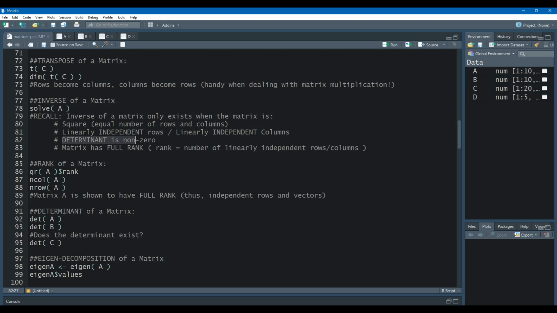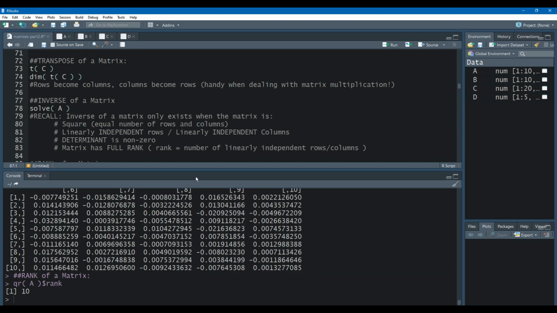So the determinant has to be non-zero. And in order for a matrix to have a determinant, it has to be linearly independent. It has to be square. So a square matrix is where we have 10 rows, 10 columns, 5 rows, 5 columns, a symmetric number, an equivalent number of rows and an equivalent number of columns. A matrix is of full rank, and what do I mean by full rank? It means that all of its rows and all of its columns are linearly independent of one another. So only under these conditions can we take the inverse of a matrix. If these conditions do not exist, we cannot take the inverse.